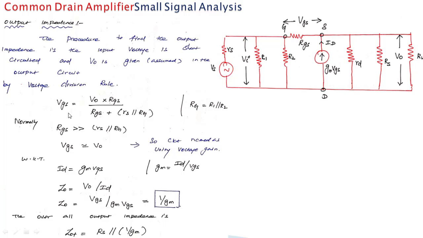So this is VGS. In general we already said RGS is very, very much greater than this RS parallel RG, so we can neglect it. So RGS cancels, and VGS is approximately equal to V0. RGS is very, very large compared to RS parallel RG, so this value is very small. When we compare RS parallel RG with RGS, it is very, very small, so we can neglect this RS parallel RG.